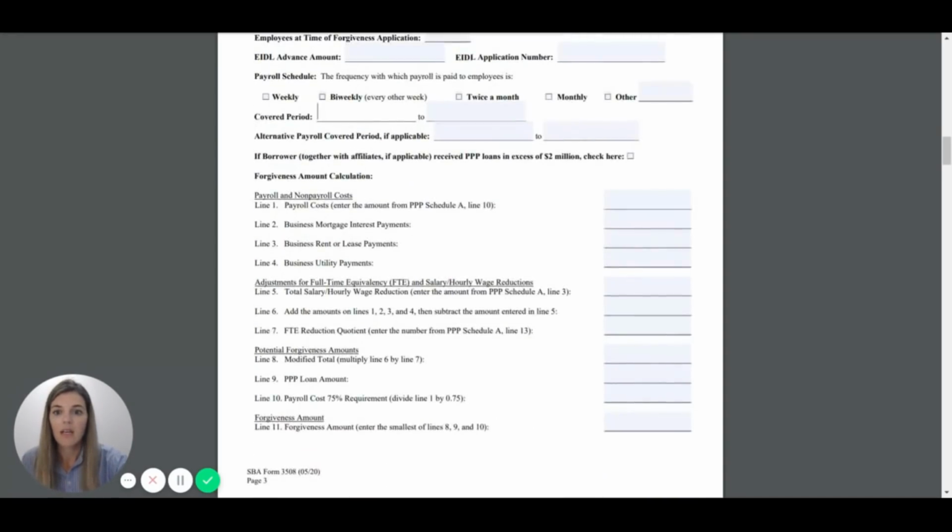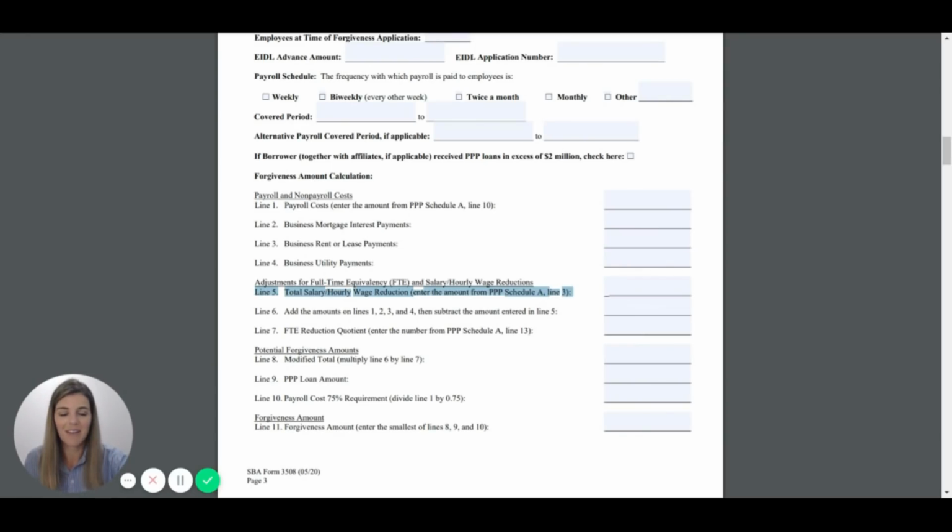All right. Let's see. So then we get into the actual amounts. Okay. So we're going to put this on pause because we're going to look at this Schedule A, line 10, because that will be the supporting document to support this number. And then business mortgage interest payments, lease payments, rent payments, utilities, all that will be added in here.